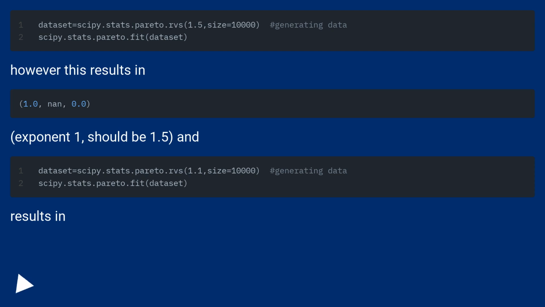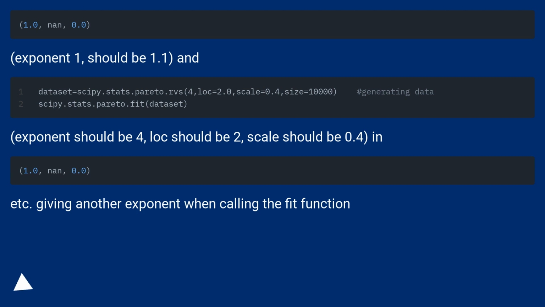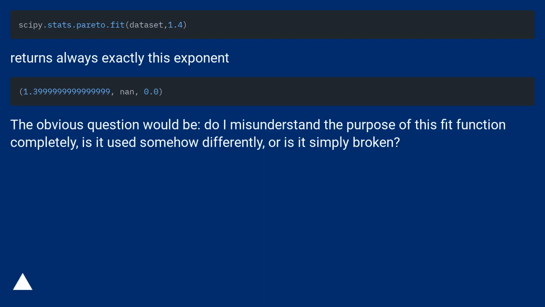However, this results in exponent 1 should be 1.5 and results in exponent 1 should be 1.1 and exponent should be 4, loc should be 2, scale should be 0.4, etc. Giving another exponent when calling the fit function returns always exactly this exponent.